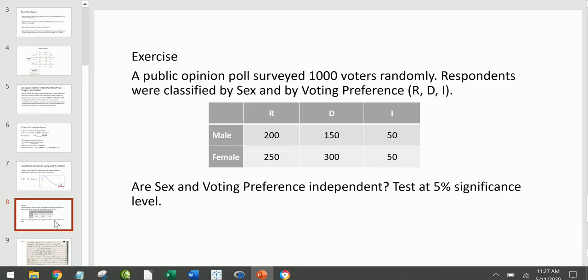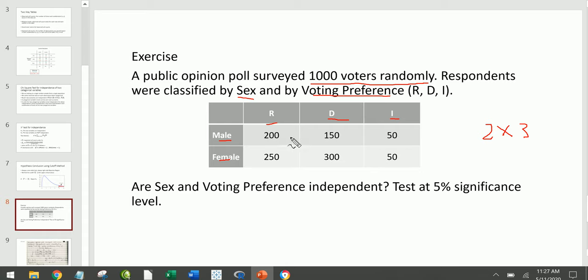All right, so a public poll surveyed 1,000 voters. So we took a random sample of 1,000 voters. Okay? The respondents were classified according to sex and voting preference. So we had bivariate categorical data. We summarize that data in a two-way table. It's a 2 by 3 contingency table, two rows, three columns. I stands for independent, R Republican, D Democrat.